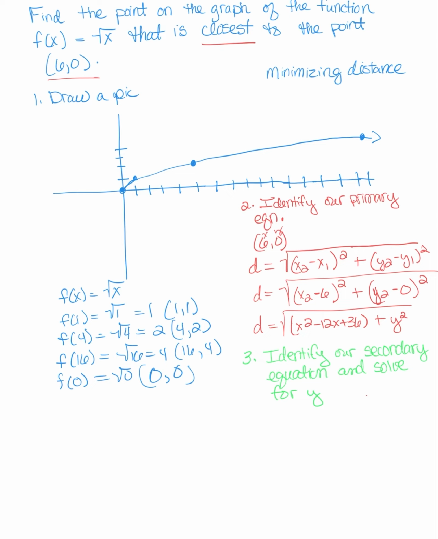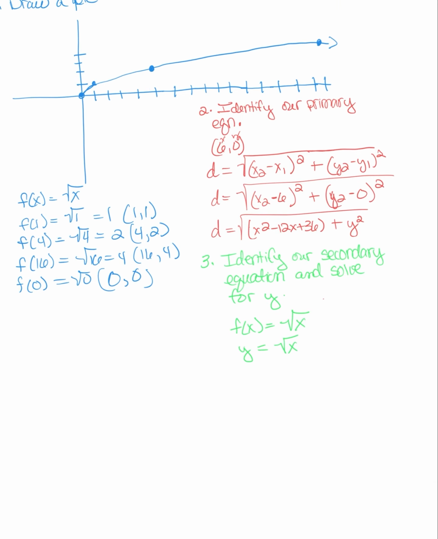Okay, so our secondary equation, aka our constraint equation, we see that we're given it because it says this is our function, so that's our constraint. So let's write that down. F of x equals the square root of x. So we know that f of x is the same thing as y. So y equals the square root of x. So they made it easy for us here. And we're going to go ahead and plug that in.